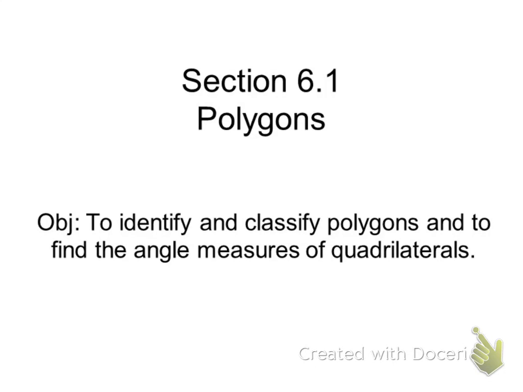So we are starting chapter 6 today with the first section, 6.1. It's all about polygons. So our goal today is to identify and classify polygons. And then we're going to focus in on a specific type of polygon, a quadrilateral. And we're going to find the measure of the angles.